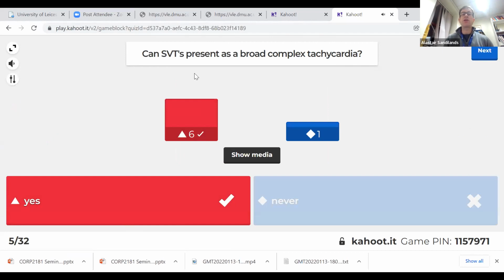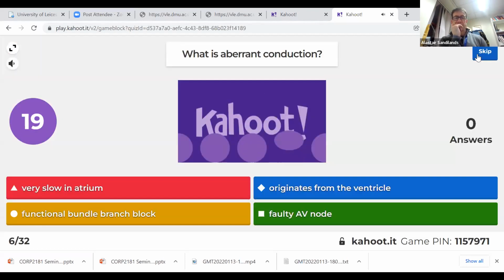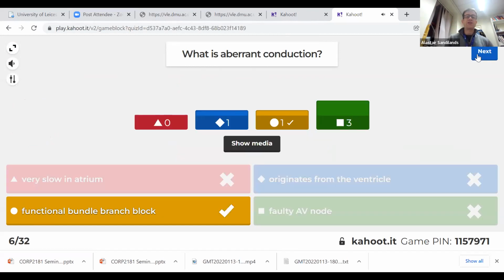Yeah, so yes, they can. All the SVTs I talked about today can present as a broad complex tachycardia because they would have a pre-existing bundle branch block. I'm probably going to answer the next question, so I'm just going to be careful. Okay, so it's what we call a functional bundle branch block.